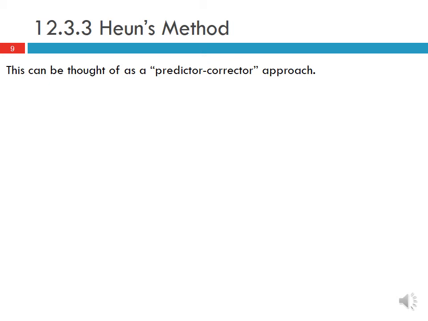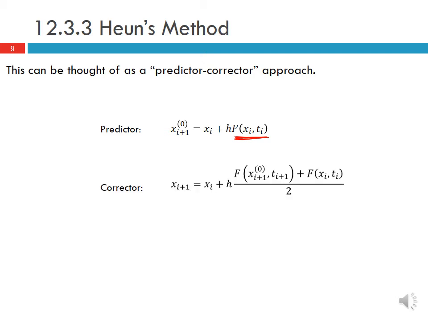So this approach is called the predictor-corrector approach. The predictor is this intermediate value, x_{i+1}^(0), equal to x_i plus h f evaluated at x_i and t_i. So we're using the explicit Euler method and the slope at x_i and t_i to calculate this intermediate value, which is our predictor equation. Then we correct our estimate using the corrector equation, where we use this along with our slope at x_i to get our actual estimate x_{i+1}.